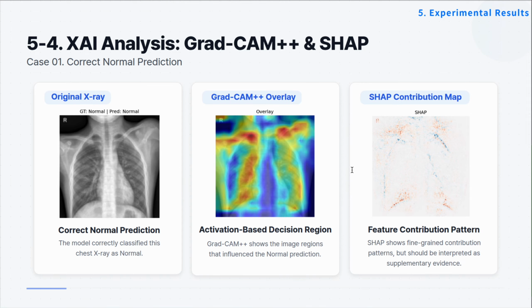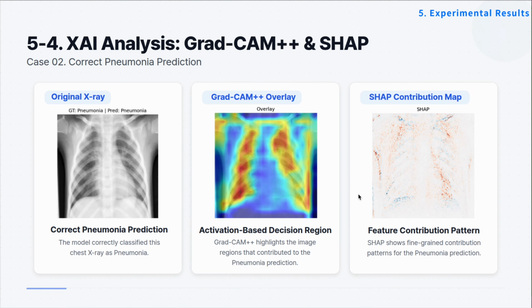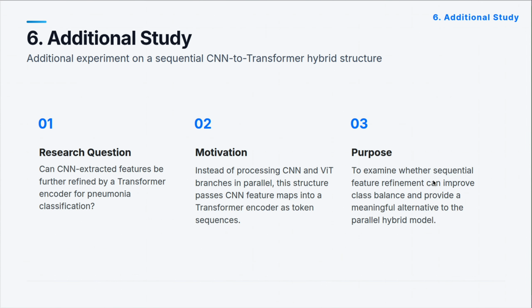This is a correctly classified normal sample. The Grad-CAM++ heat map mainly focused on lung regions. In the SHAP result, blue regions contributed to the normal prediction. This suggests that the model correctly focused on meaningful normal lung features. This is a correctly classified pneumonia sample. Grad-CAM++ highlighted opacity and infiltration related regions. In SHAP visualization, red regions contributed to the pneumonia prediction. This suggests that the model focused on abnormal lung patterns during prediction.